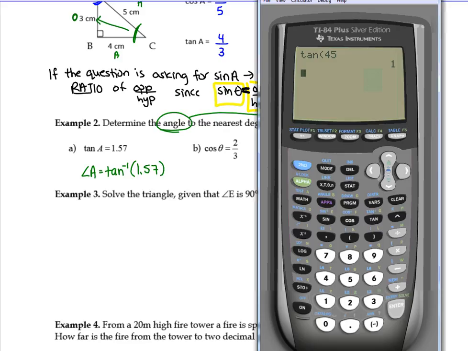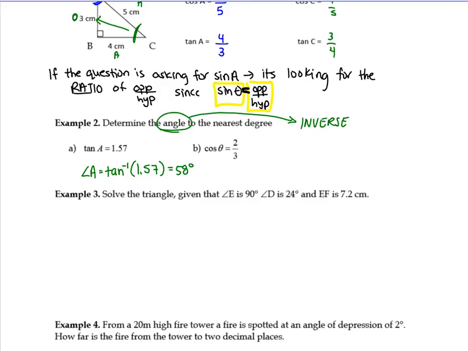If you're nervous, I think I am, I don't know. That's a good way. So second tan, 1.57. There it is. So the nearest degree is 50 something, yep, 58. Okay, so your ratio can be shown as a decimal, it can be shown as a fraction. So again, if I'm looking for theta here, I would type in what? What do I do? What do I find?